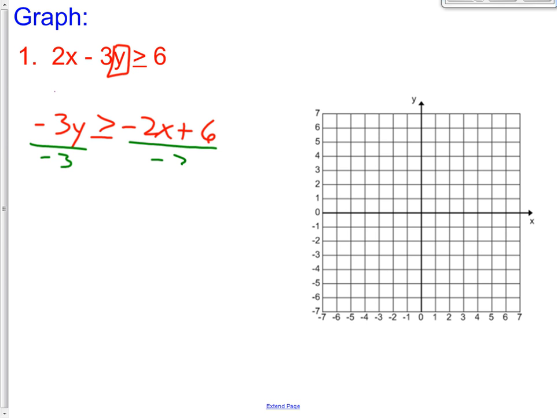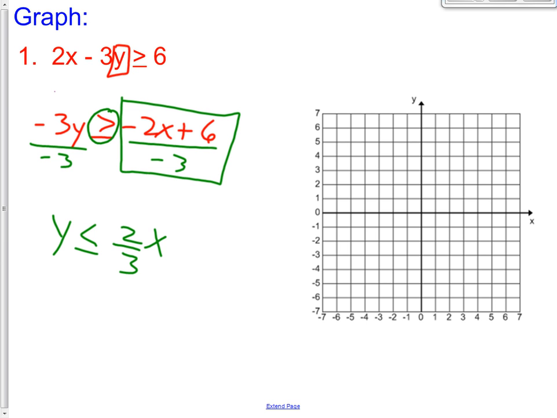This is where I'm talking about, class. Whenever you multiply or divide by a negative, you got to change the direction of the sign. So instead of y is greater than, you're now going to change this sign and say y is less than or equal to. Because we're dividing by that negative 3, you have to change the direction. So instead of greater than or equal to, it's less than or equal to. So now let's simplify this part. A negative 2 divided by a negative 3 is a positive 2/3 x. And 6 divided by a negative 3 is a negative 2.